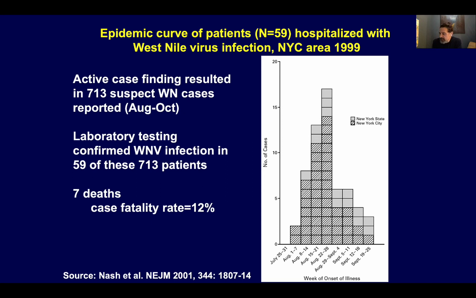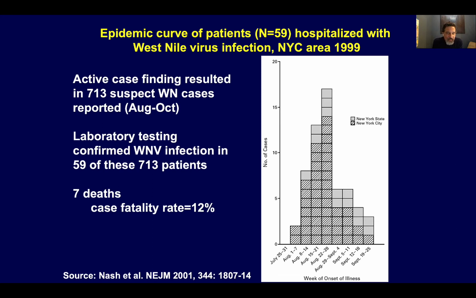And here you can see our epi curve, hopefully developed along the lines of how we describe them and how they should be constructed in class. But here you can see from the title that this outbreak ultimately had 59 cases of West Nile virus that were hospitalized in the New York City area in 1999.